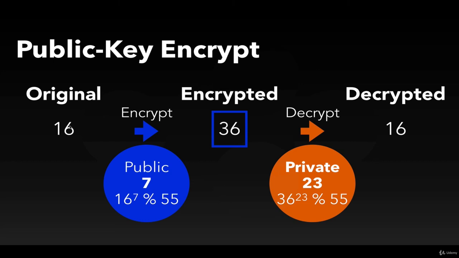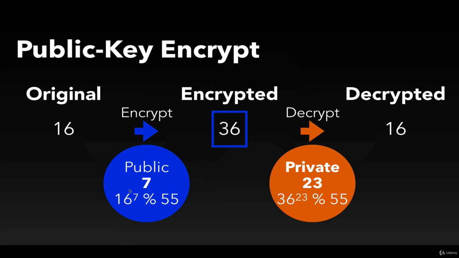So to give Colt this secret message, 16, without having actually shared anything other than the public key, what I do is I take 16 and raise it to the 7th power, modulus 55. So 7 is the public key. So 16 to the 7th, mod 55 is 36. And let's just take a moment.